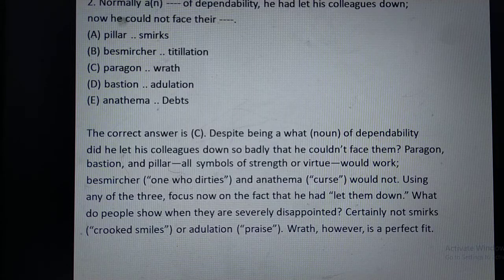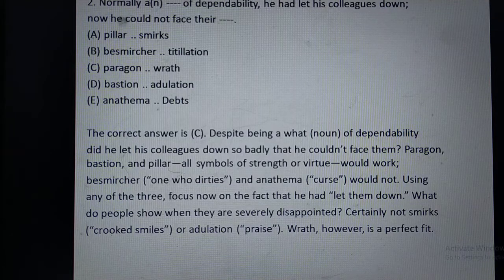अब देखिए इसमें कौन सा आंसर जो है द करेक्ट आंसर होगा. अब हमें ये तो इतने डिफिकल्ट वर्ड्स लग रहे हैं कि अब हम क्या करें. इसमें सेंस सुन लीजिए, जो करेक्ट आंसर की मैं सेंस दे रहा हूँ उसमें ये है. द करेक्ट आंसर इज सी. Despite being a what noun of dependability, did he let his colleagues down so badly that he couldn't face them.